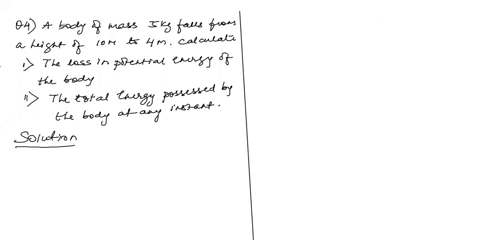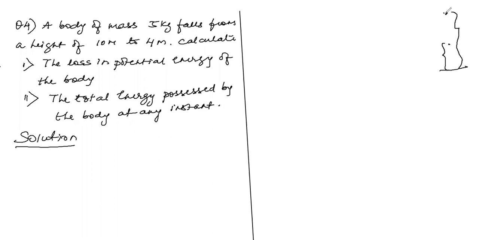Question number 4. A body of mass 5 kg falls from a height of 10 meters to 4 meters. The body was initially at 10 meters. Now it has fallen to 4 meters. Calculate the loss in potential energy. Naturally, from the top it has come down. Earlier it was here, and now it has come here, and this is the ground.